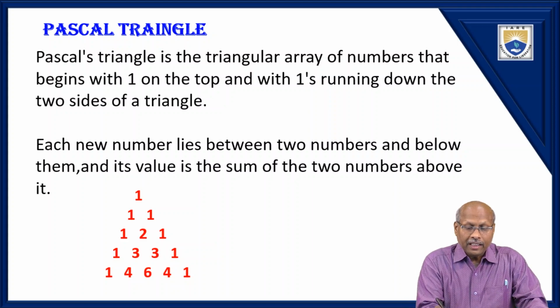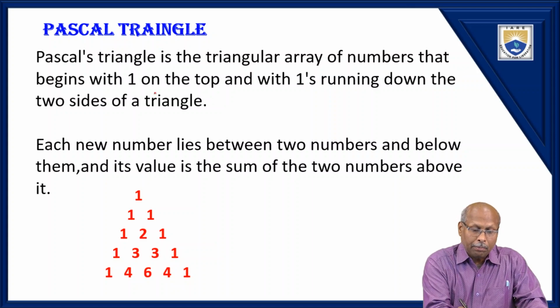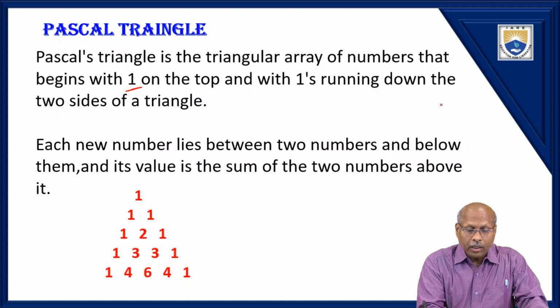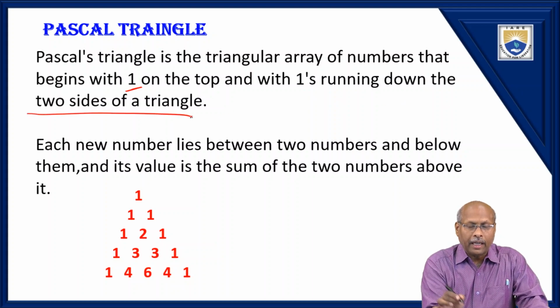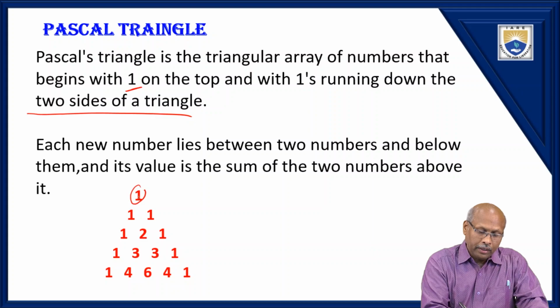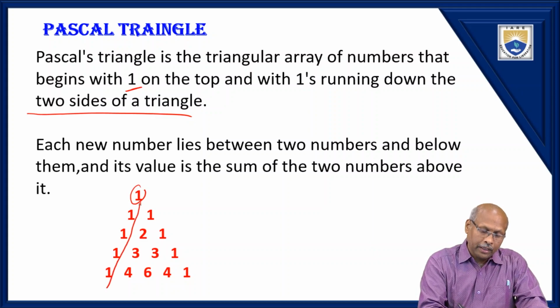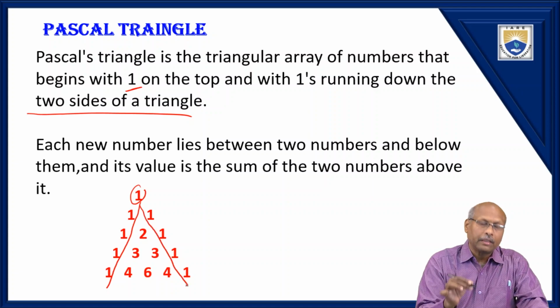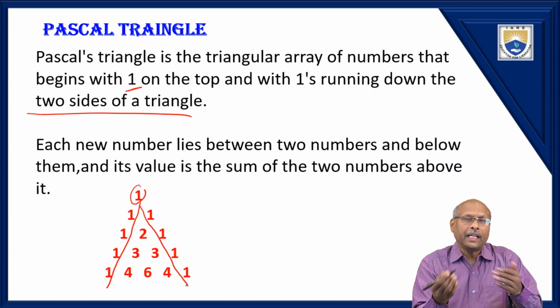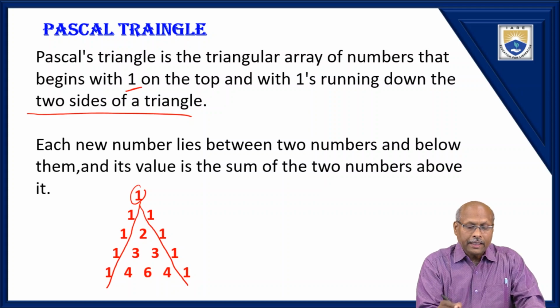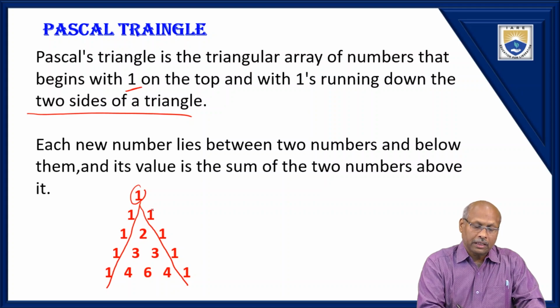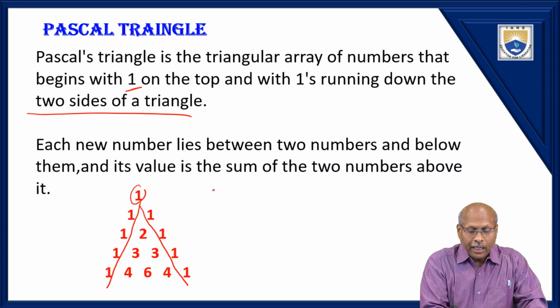The Pascal triangle is a triangular array of numbers that begins with 1 on the top and 1 running down towards the sides of that triangle. So it starts with 1, and 1 runs along the left side and the right side, so both ends are 1. In between, it calculates the value as the sum of the top two numbers. Each new number lies between two numbers and below them, and its value is the sum of the two numbers above it.